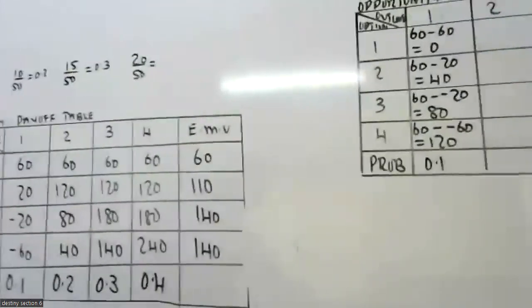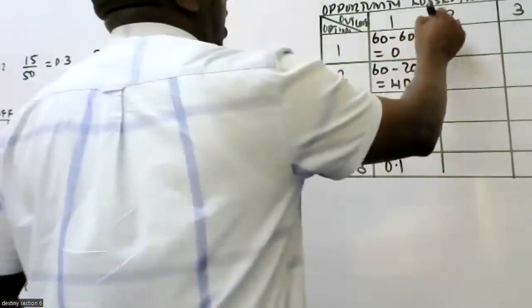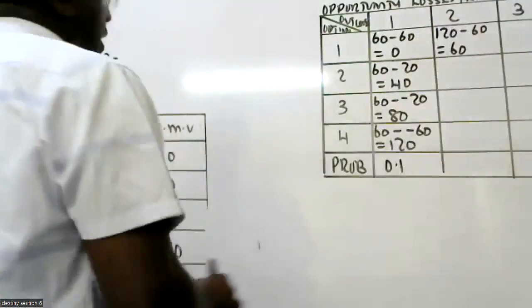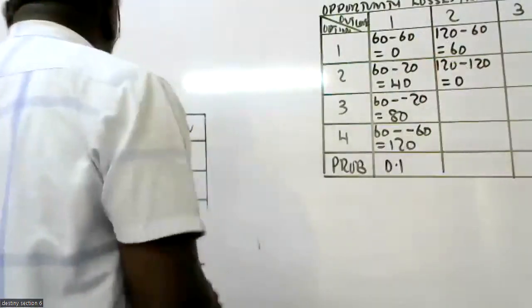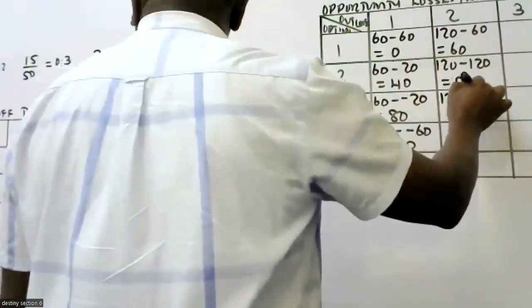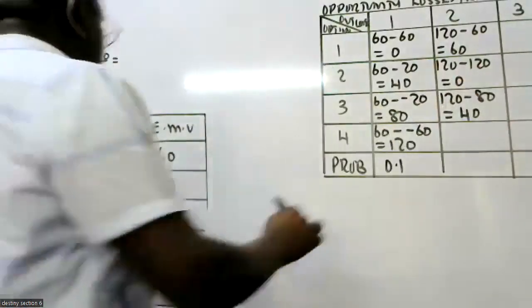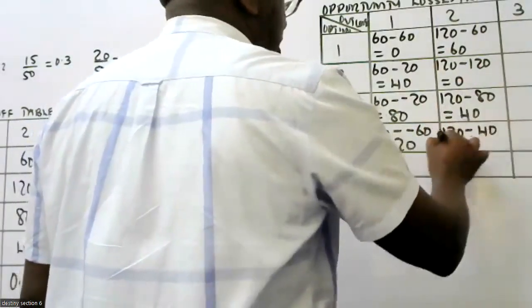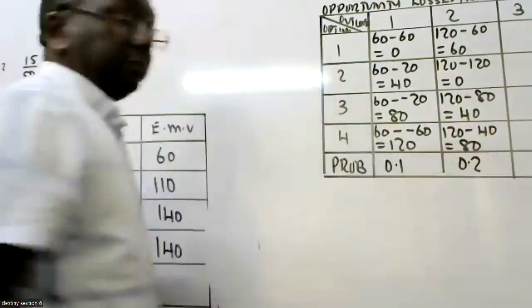We go to the next one. The highest is 120. So you say 120 minus 60, that is 60. 120 minus 120, that is 0. 120 minus 80 is 40. 120 minus 40 is what? 80. And the probability is 0.2.